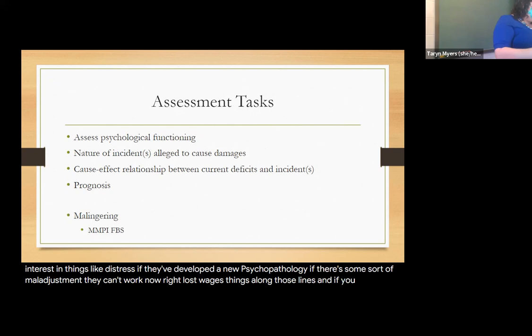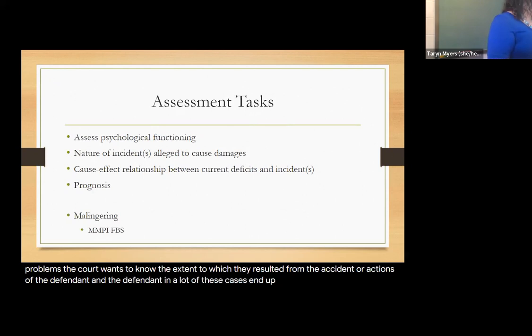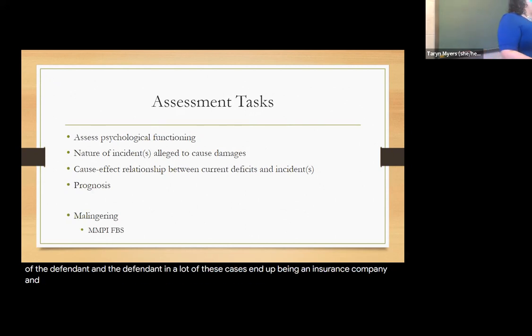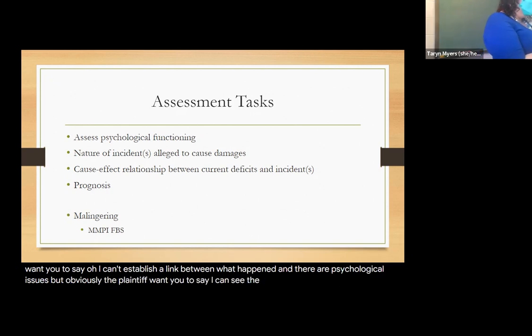And if you find these problems, the court wants to know the extent to which they resulted from the accident or actions of the defendant. And the defendant in a lot of these cases ends up being an insurance company. And insurance companies try real hard not to pay money if they don't have to, right? And the defendants want you to say, I can't establish a link between what happened and their psychological issues. But obviously the plaintiff wants you to say, I can see the direct connection.